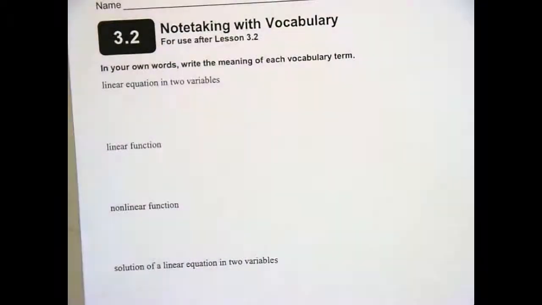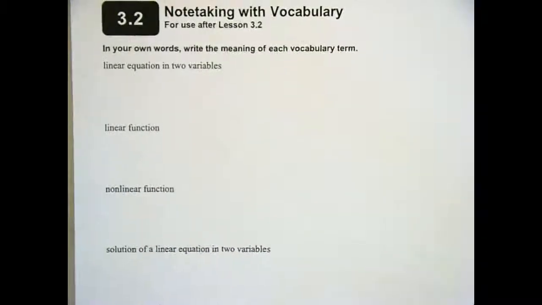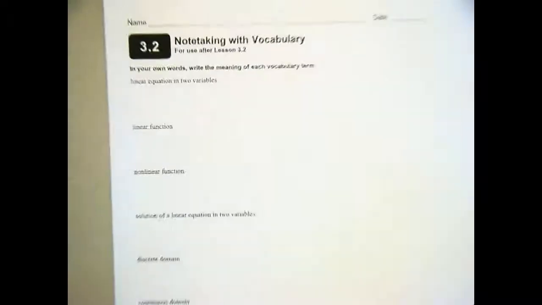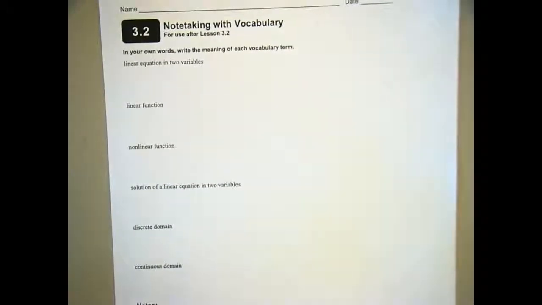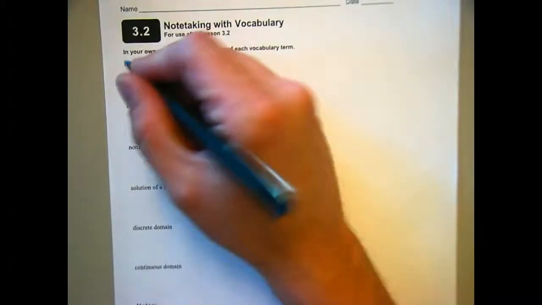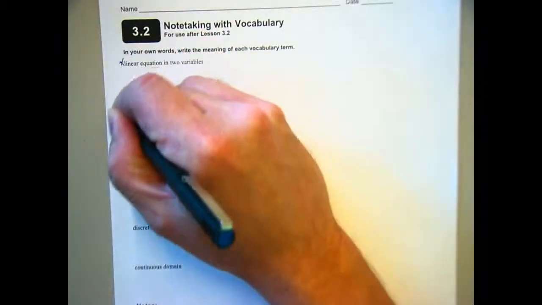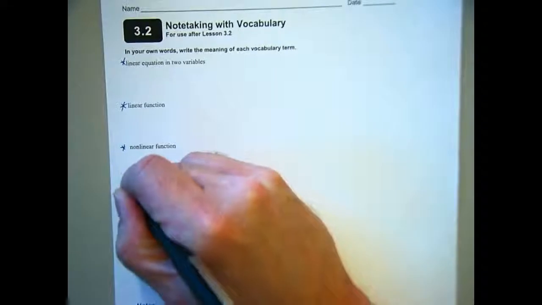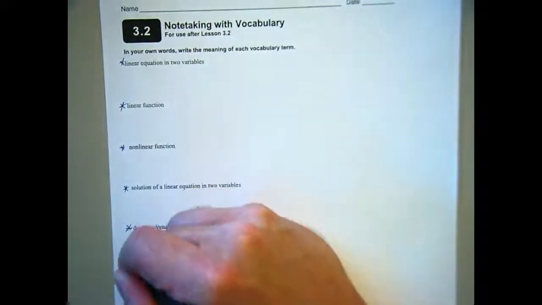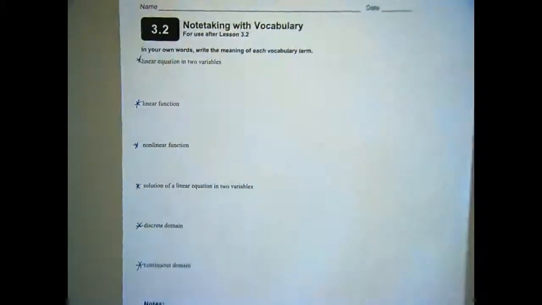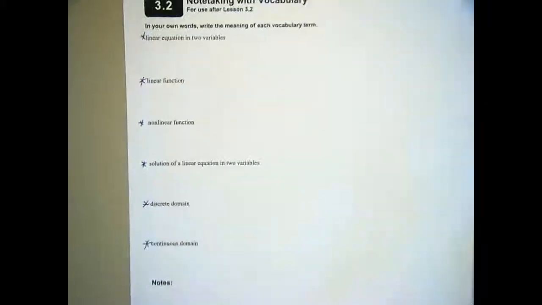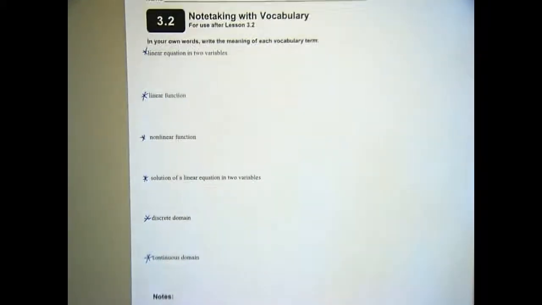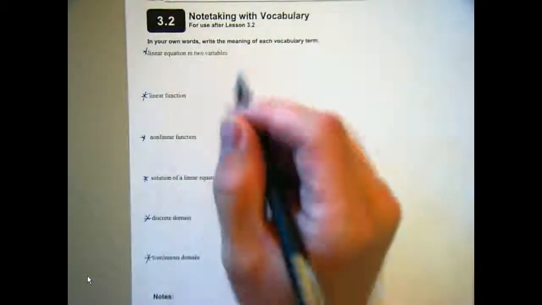66, linear equations in two variables, linear function, nonlinear function, a solution of a linear equation in two variables, discrete and continuous. I want you to define these terms as best you can right now, or as many as you can. If you don't know it, just skip it and move on to the next one. Based on what we've talked about, can you give an example of those solutions or those definitions? Okay, linear equation in two variables.